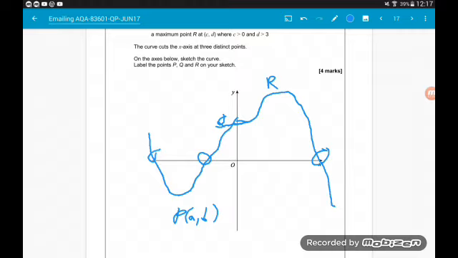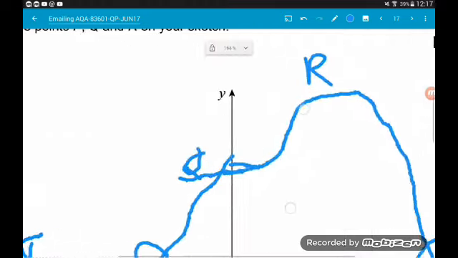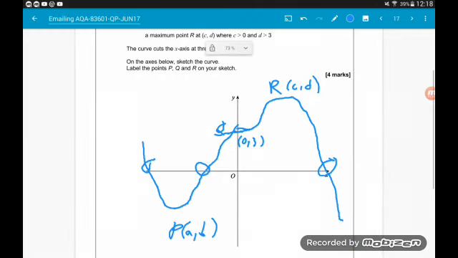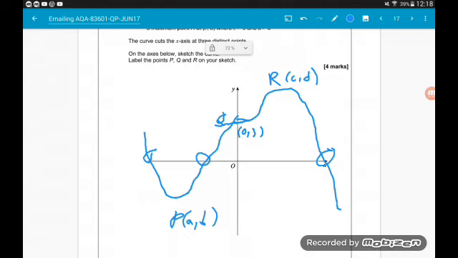there and there. We've got our point P down there, which is a minimum. We've got our point of inflection on the y-axis, which has coordinates 0, 3, and then we've got our maximum point up here, R, which is at C, D. So again, the x-coordinate is positive and greater than 0, and the y-coordinate is greater than 3. So our graph is going to look something like that.